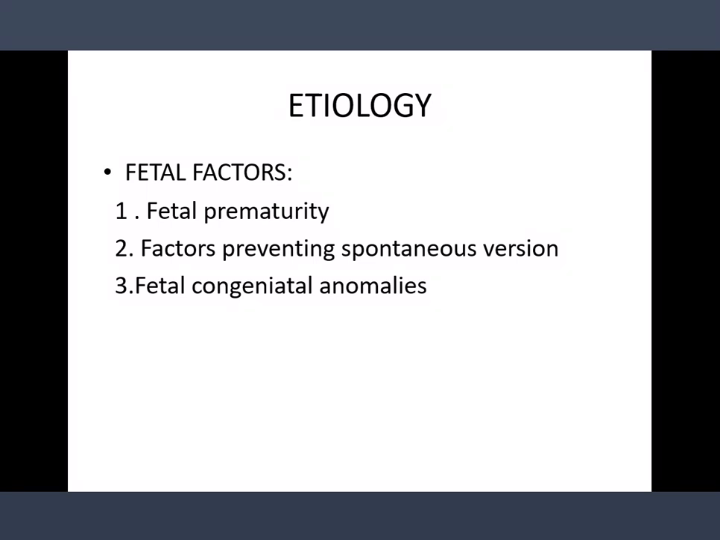Next, fetal factors. The first cause is fetal prematurity, second is factors which prevent spontaneous version, third is fetal anomalies. So the most common cause for breech is prematurity. Before 34 weeks it is around 5%, right? At 28 weeks it is 20%, at 34 weeks it is 5%, after 37 weeks it is 3%. So as the gestational age increases, spontaneous correction occurs by itself. So fetal prematurity is the important cause for breech presentation.